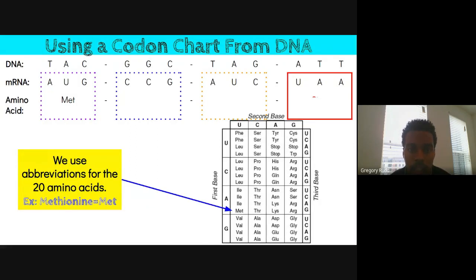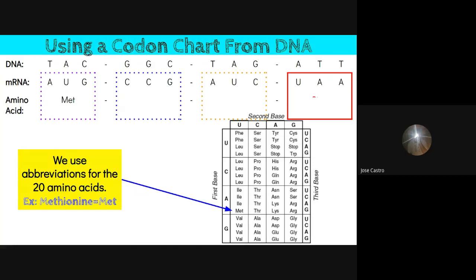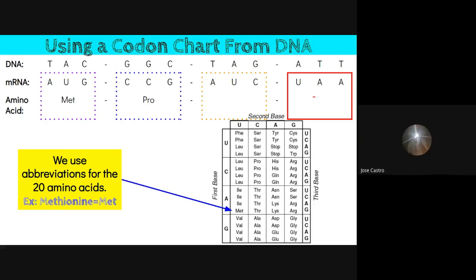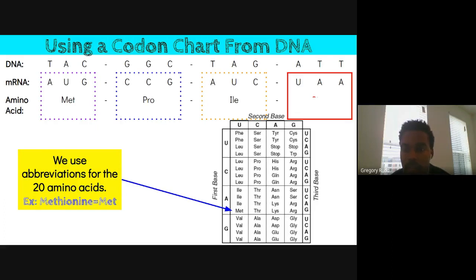Okay, CCG. Pro. C, C, G. That gives us proline. Good. What's next? AUC. I-L-E. Good. ILE. Sorry, it's an I. It looks like an L, but it's an I. And then our last one, UAA. Stop. Yes, good. That gives us a stop. UAA gives us stop. All right.